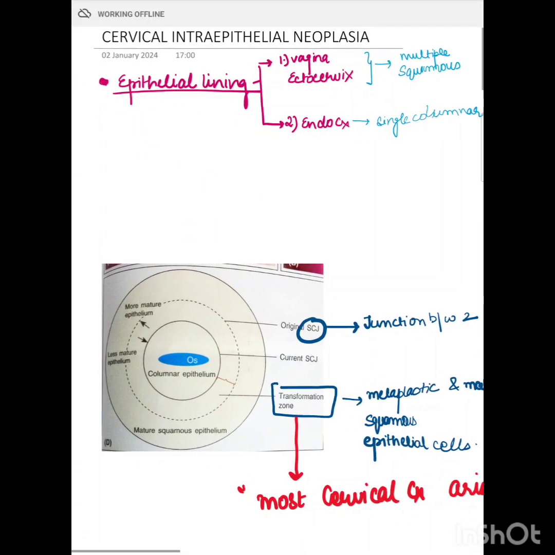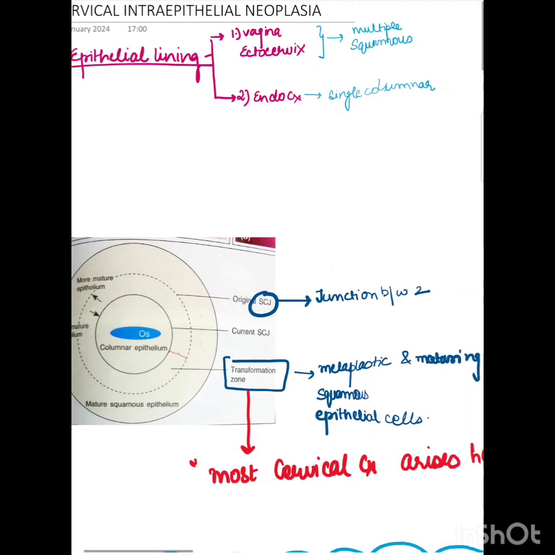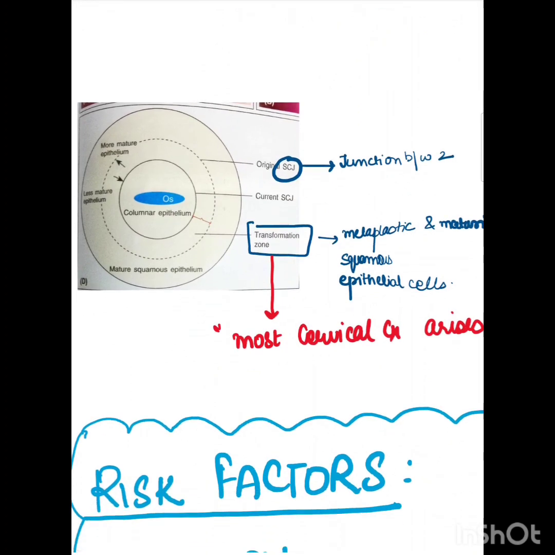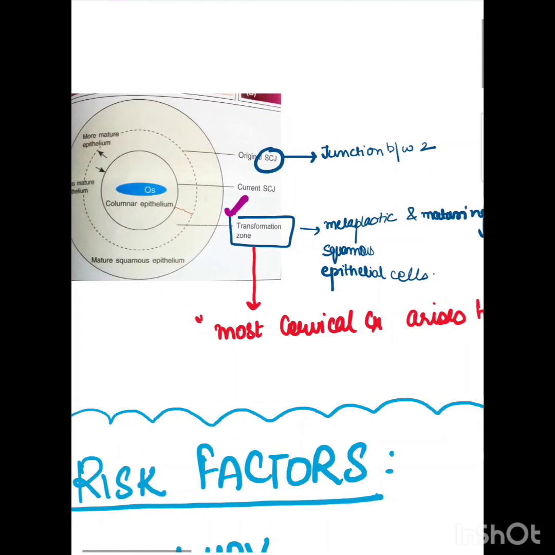First, we should know that there are two epithelial linings. Vagina and ectocervix are lined by multilayered squamous epithelium, and endocervix is lined by single layered columnar epithelium. Now, what is this squamo-columnar junction? It is the junction between these two layers. And one thing you should know about is the transformation zone, which has metaplastic and maturing squamous epithelial cells. You should remember that most cervical cancers arise here.